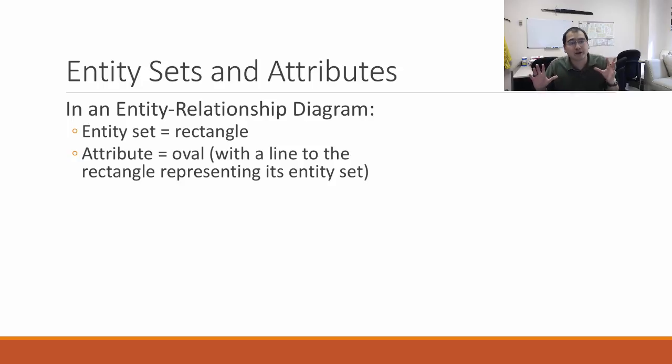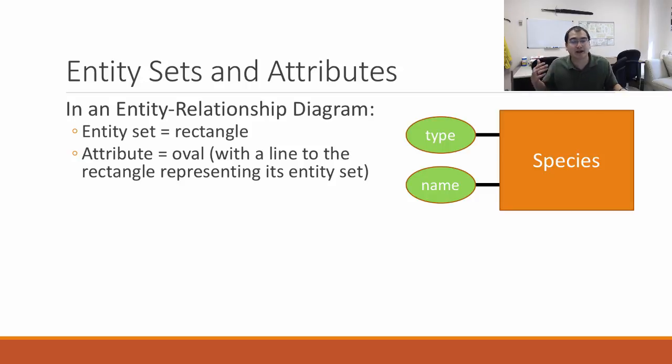Okay, so when you're trying to draw entities and attributes in an entity relationship diagram, the entity set is represented with a rectangle, and attributes are represented with an oval with a little line connecting the oval to the rectangle to say what it is part of, what entity it is a member of. And so here we have a species, and I'm going to be just running with an example of Pokemon.